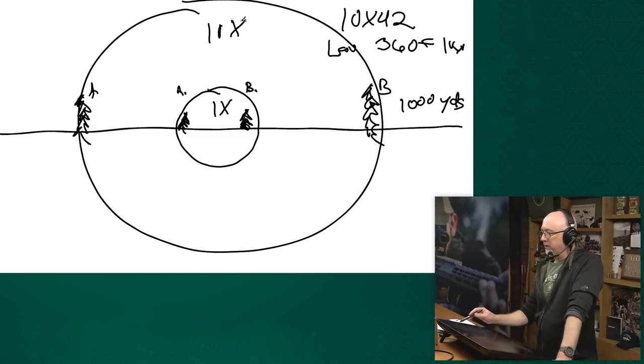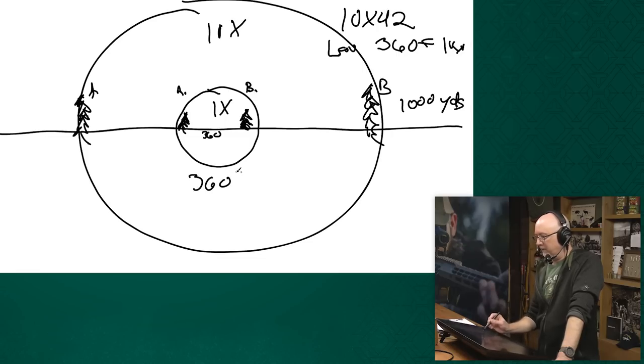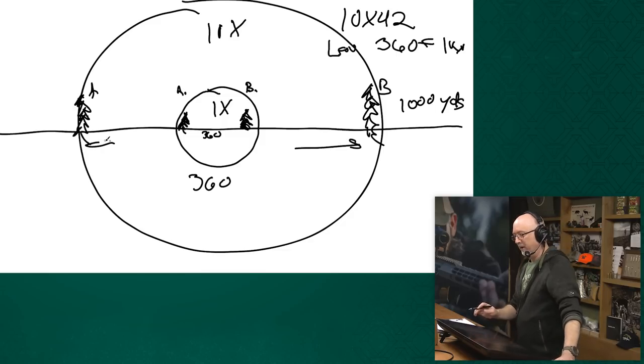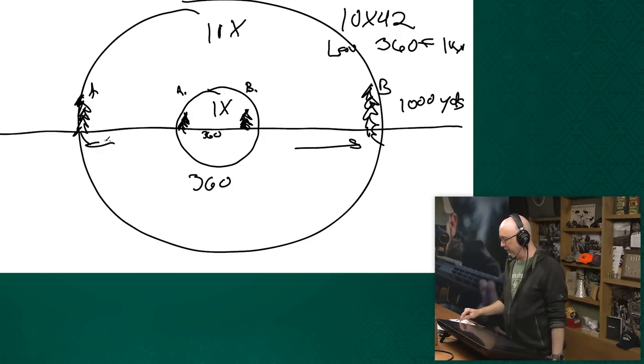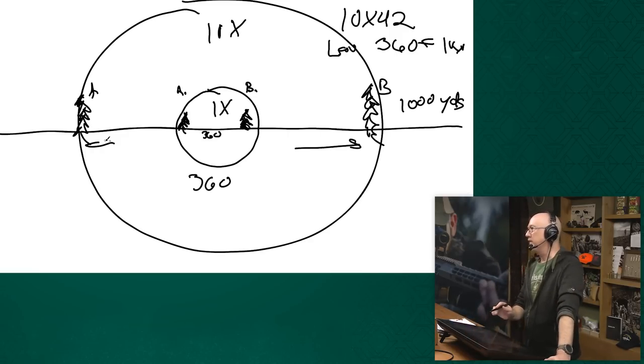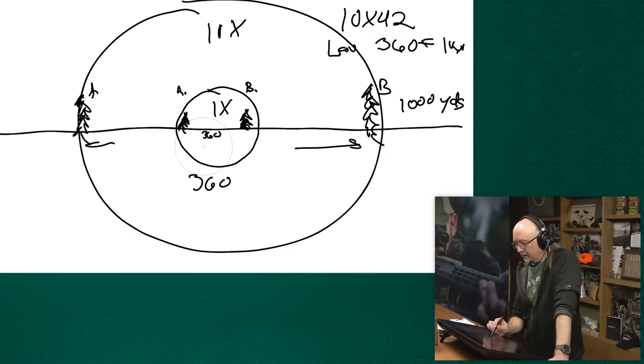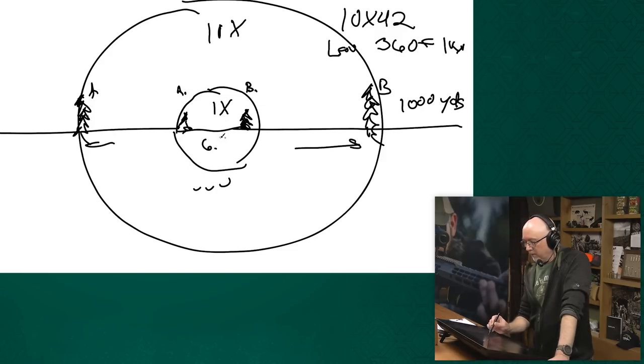If we take this 10 by 42 that has a linear field of view of 360 feet, what we're saying is there's 360 feet from this tree to this tree. There's still 360 feet from this tree to this tree. Right, we've just magnified it. Now, if you want to know the angular degrees of 360, you just take 360 and divide it by 52.5. Why 52.5? Because 1 degree at 1,000 yards is 52.5 feet. Oh, okay. So now we know that the angular degrees of this field, even naked eye, is 6.8 degrees, actually 6.85.